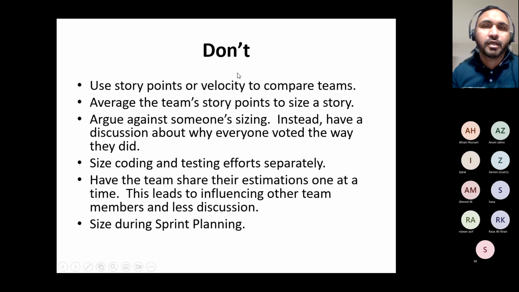Never ever, please. And same thing with velocity. Velocity is the total points that you deliver within a sprint. Don't compare it. It's not recommended. Don't average the team's story points to size a story. For example, our average story point is 5. Some stories they size 8, some they size 3, the average is 5, and then okay, let's put 5 points on each story without looking at the story itself. Don't do that, okay? Because each story is different.